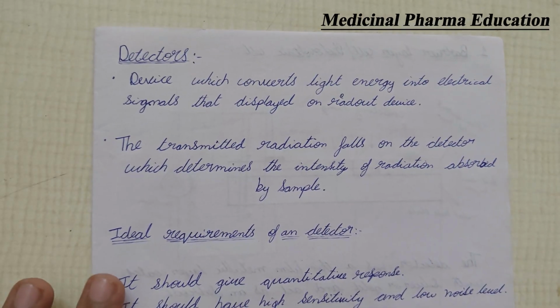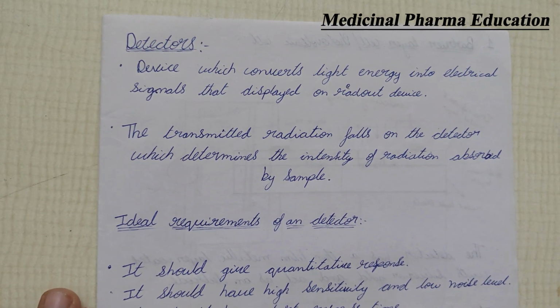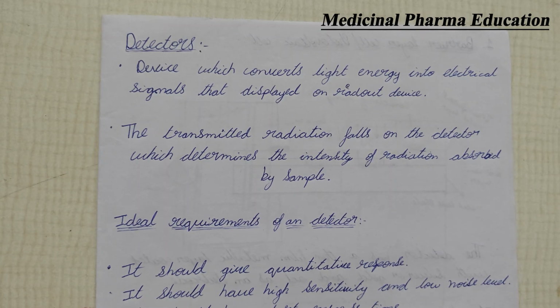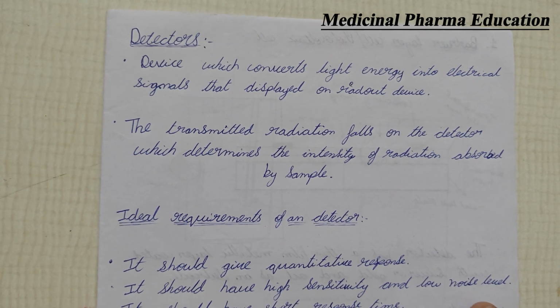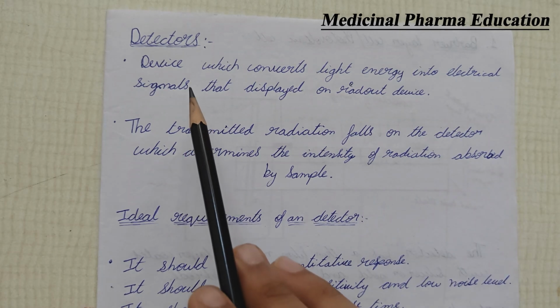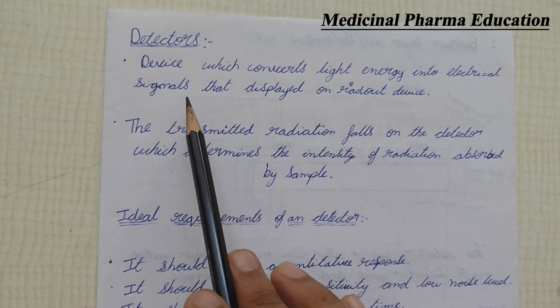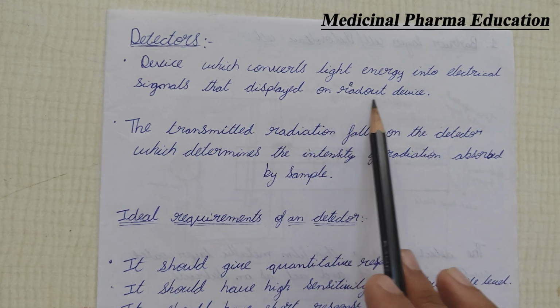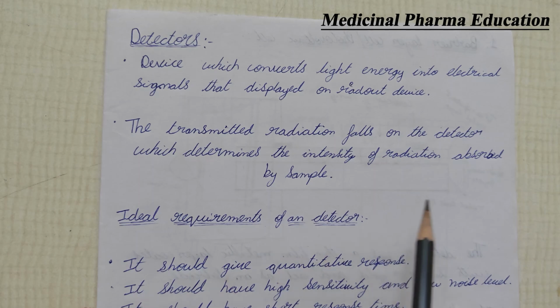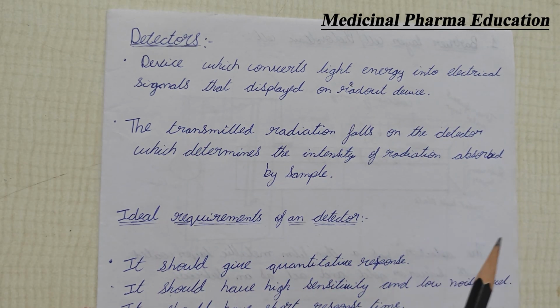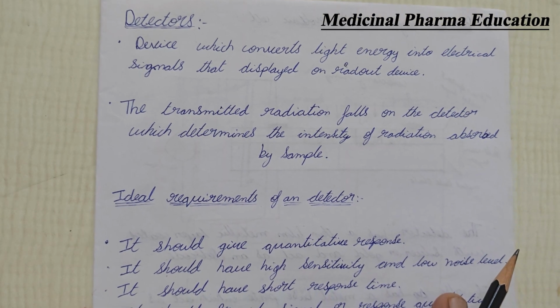Next, the main and important one, the detectors. This is very important from the exam point of view. In every paper, the detectors or the Beer-Lambert's law is asked. So, what is the detector? A device which converts the light energy into electrical signals that display on the readout devices. Light energy is converted to electrical signals. That is the basic concept of the detectors.